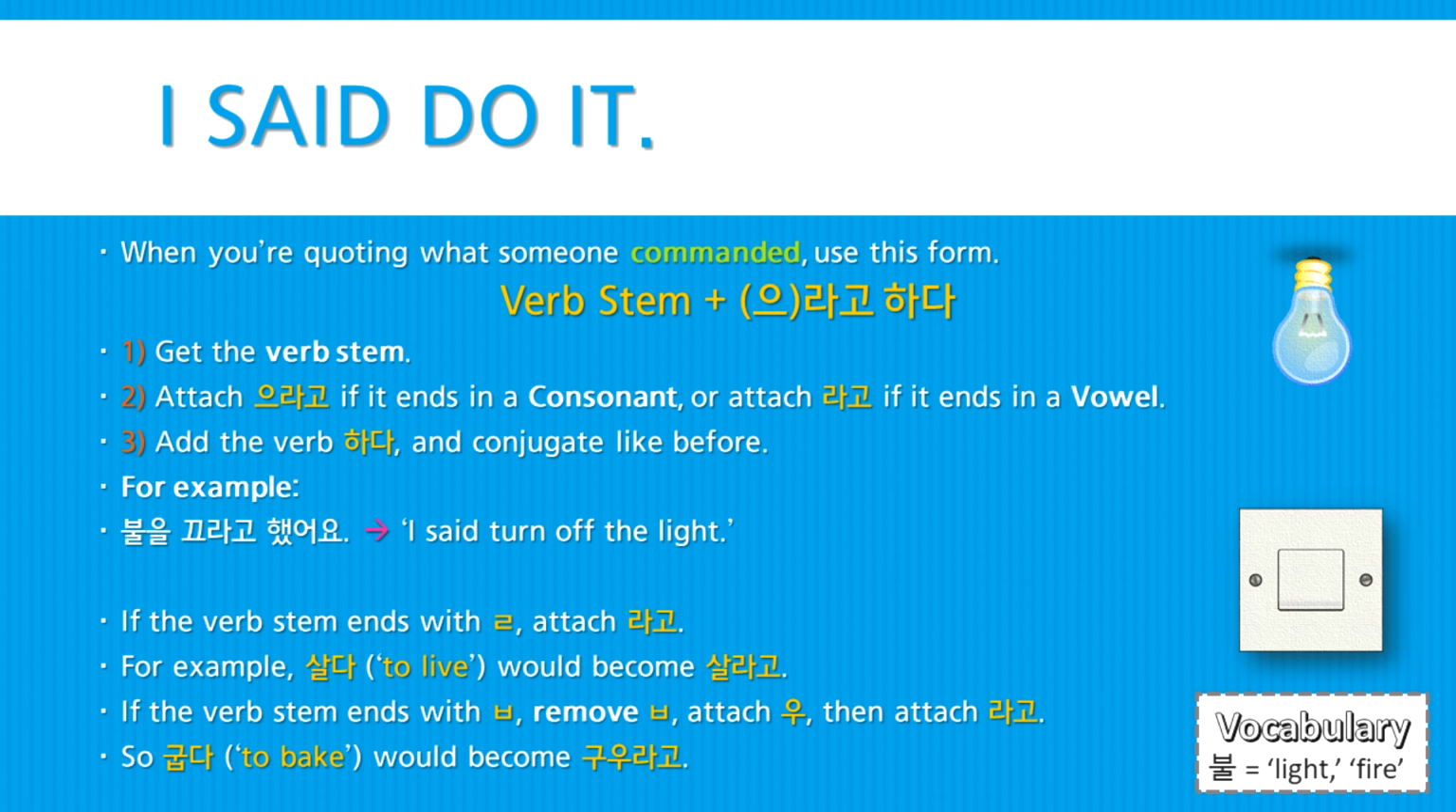Or if the verb stem ends with a ㄹ, just attach 라고. So the verb 살다 would become 살라고. Or if the verb stem ends with a ㅂ, remove the ㅂ and attach 우, then attach 라고. So 굽다, to bake, would become 구라고.